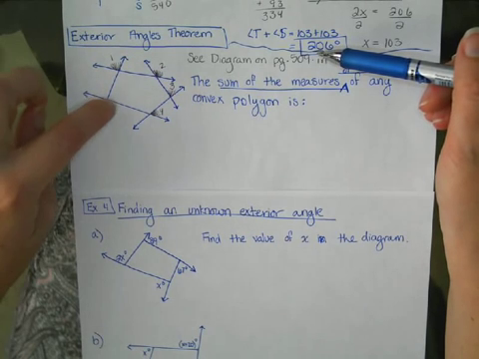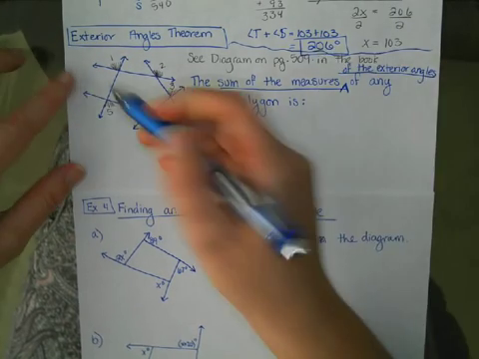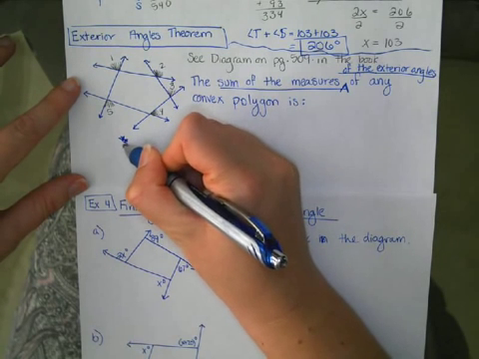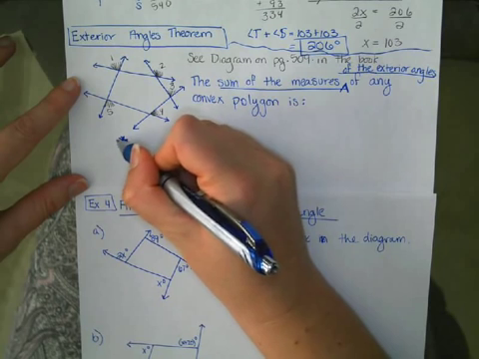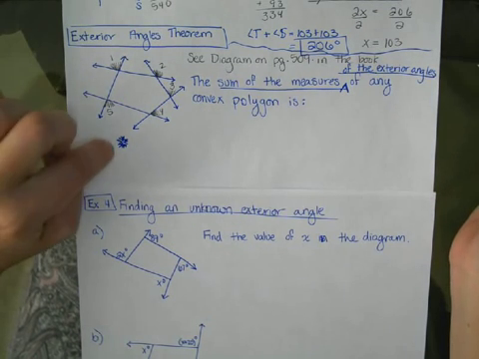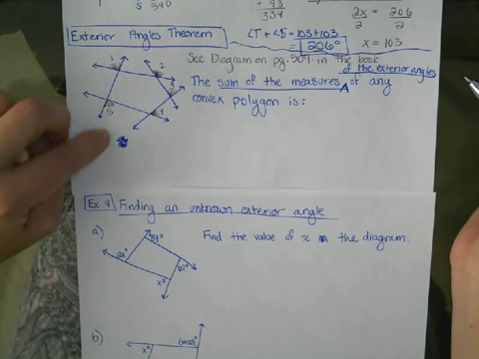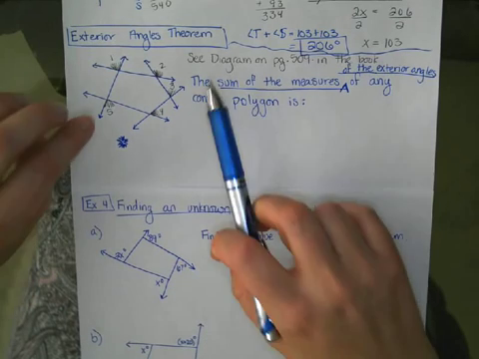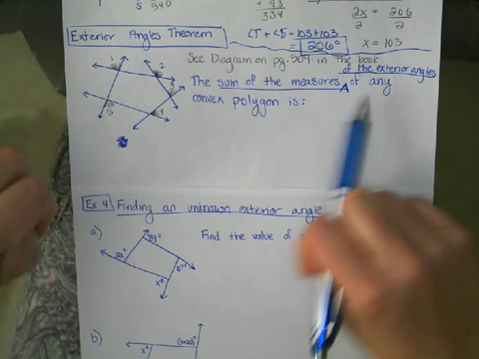So the thing you need to know is the sum of the measures of the exterior angles of any convex polygon. What's a circle equal? What degrees? I heard it. 360 degrees. Well, guess what? The exterior angles of any polygon add up to 360 degrees. So that is something that's key. You need to keep that in mind for the next part.